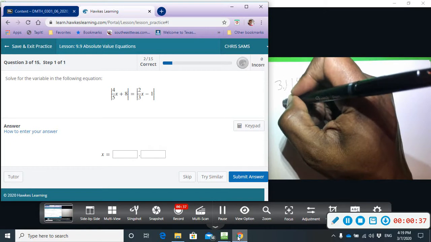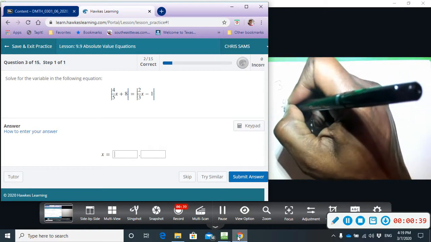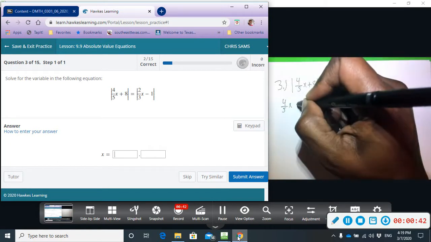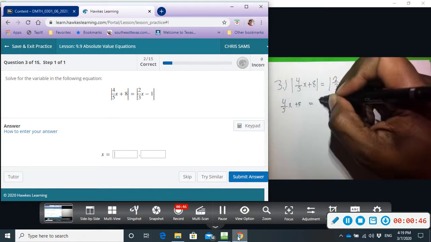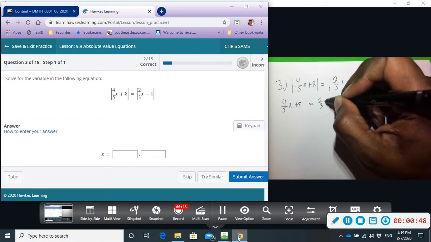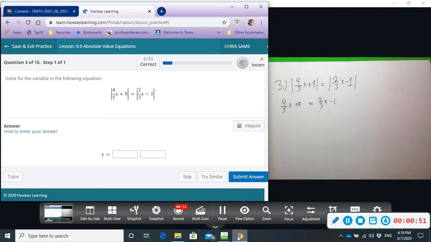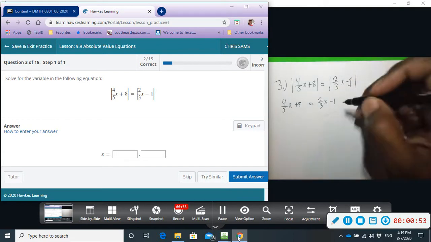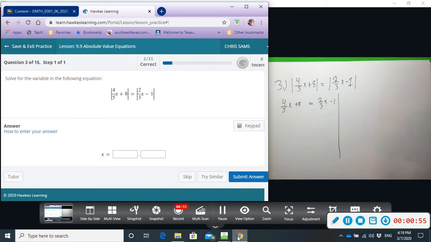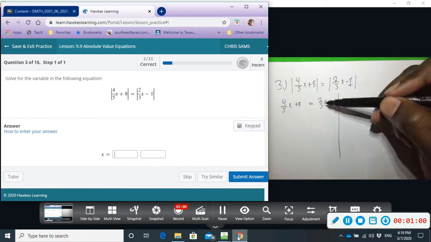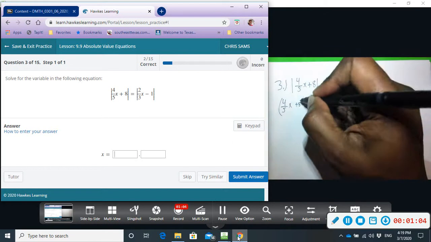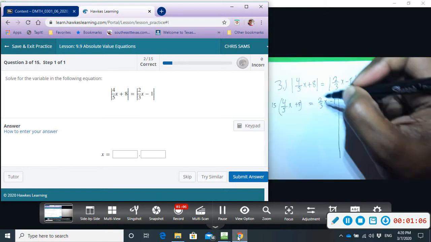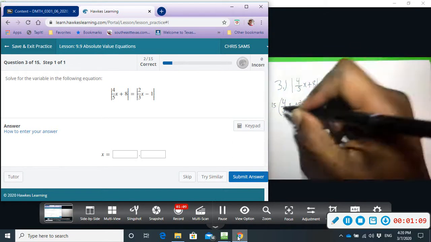So we're going to start out with 4 over 5x plus 8 equals 2 over 3x minus 1. Okay, when we have fractions, we want to get rid of those fractions, so we need to multiply by a common denominator. In this case, it's going to be 15. So I'm going to multiply both sides by 15. Common denominator of 3 and 5.